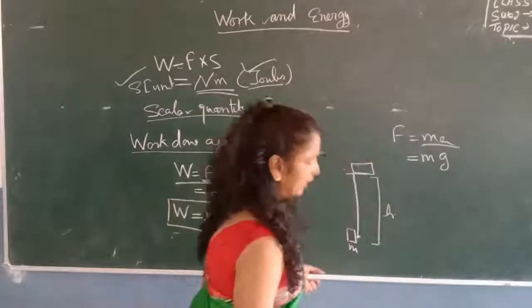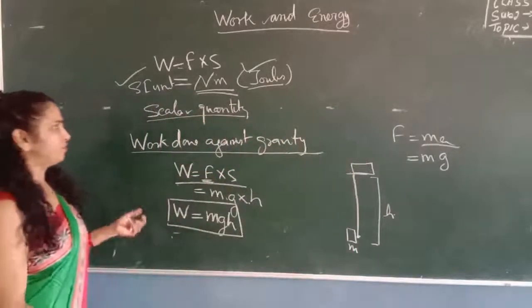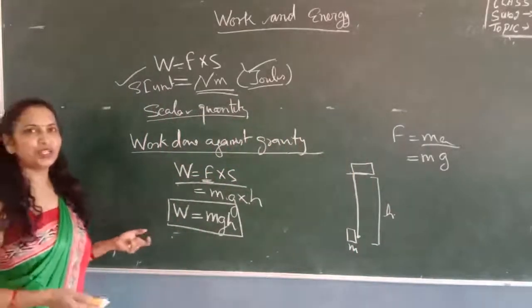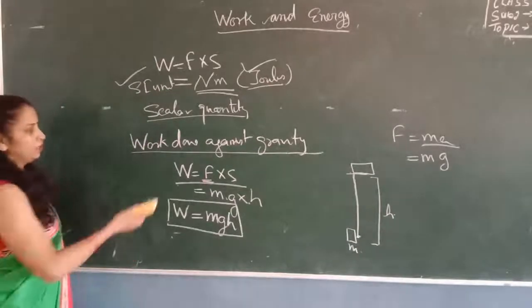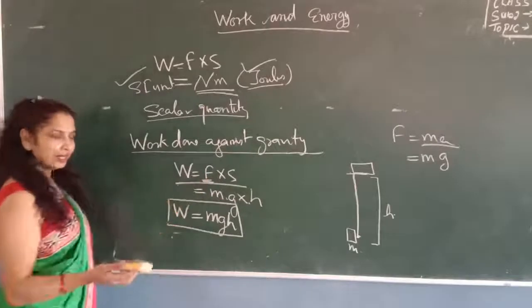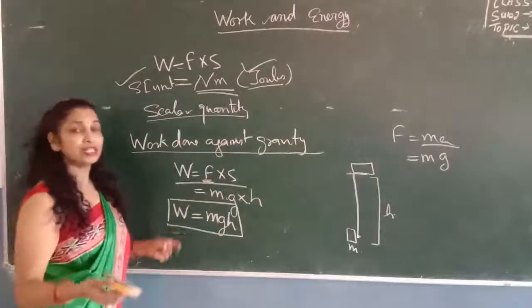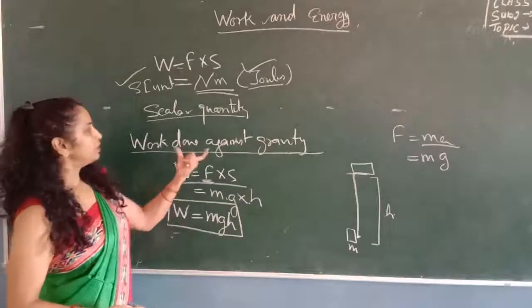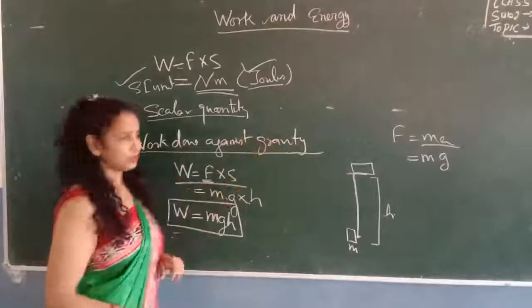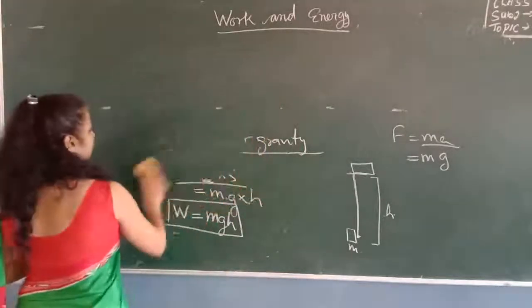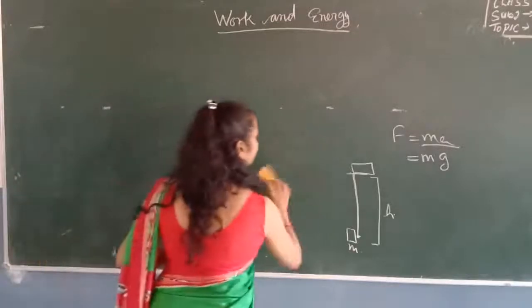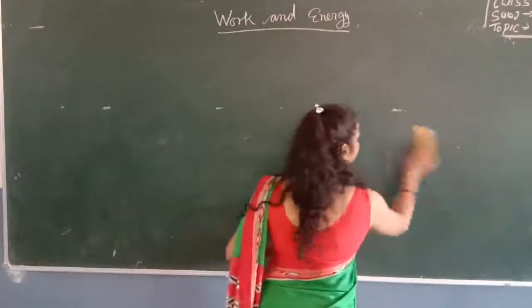Now, let's do some numerical questions, because physics is based on theory as well as on numericals. So let's do some numericals based on W is equal to F into S, and W is equal to m into g into h in the case where you do work against gravity. So, a few simple questions. Let's discuss that.